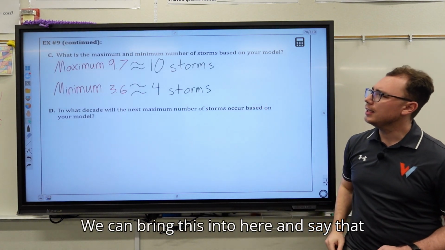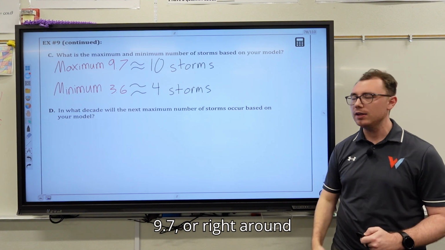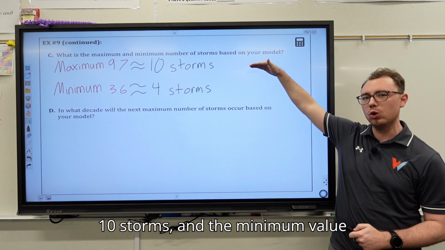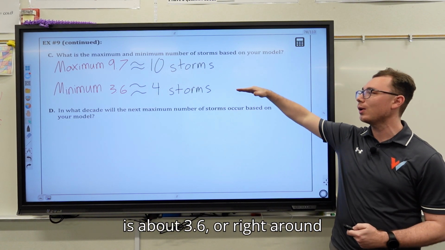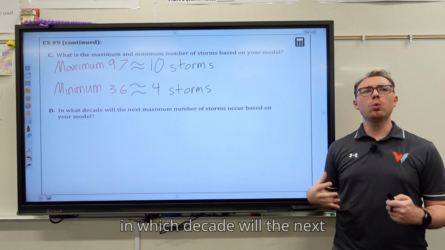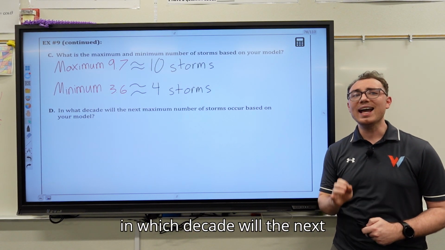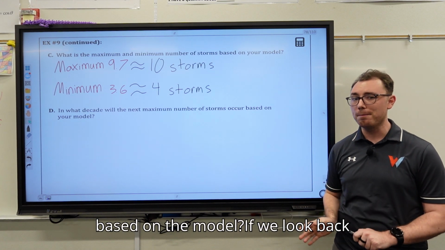We can bring this into here and say that that maximum value occurs at 9.7 or right around 10 storms. And the minimum value is about 3.6 or right around 4 storms. In part D, in which decade will the next maximum number of storms occur based on the model?